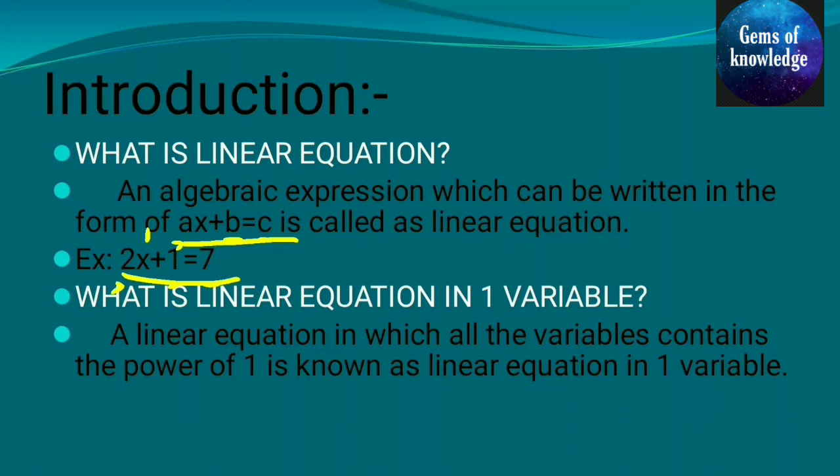It means that x contains the power 1. So the linear equation in which all the variables contain the power of 1 is known as a linear equation in one variable. You can see the example here, 4x plus 3 is equal to 7. Here also x has the power 1, so this is a linear equation in one variable.